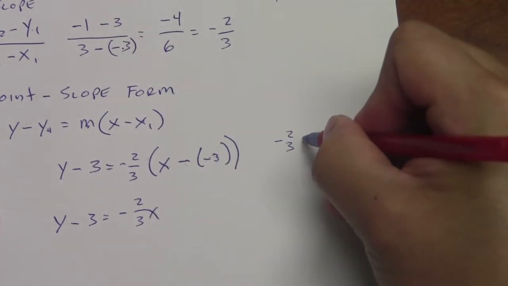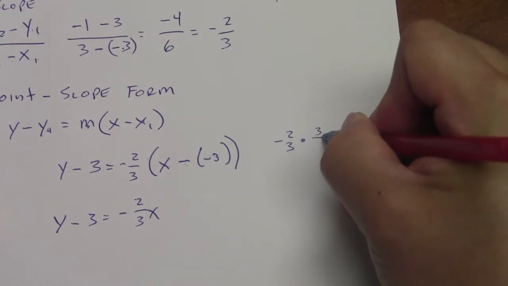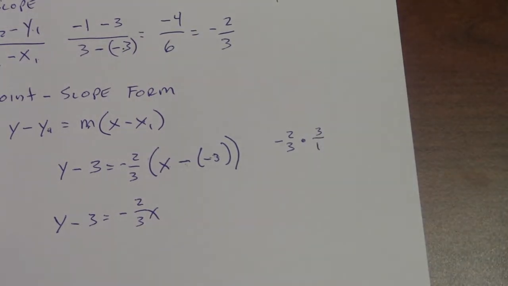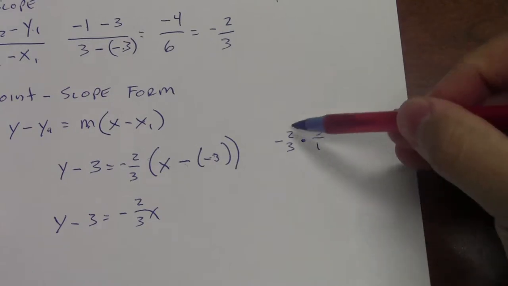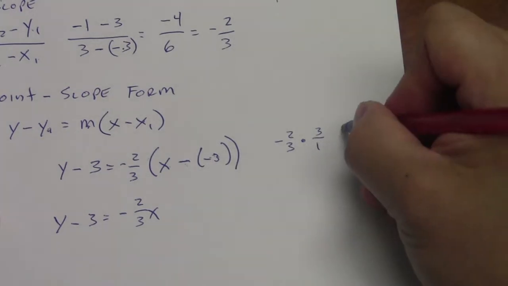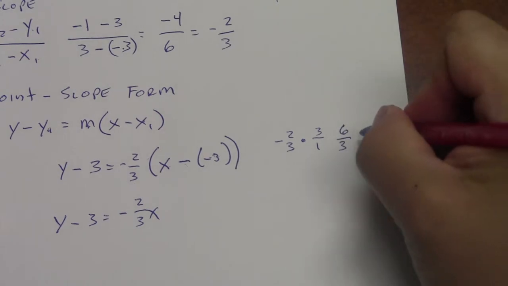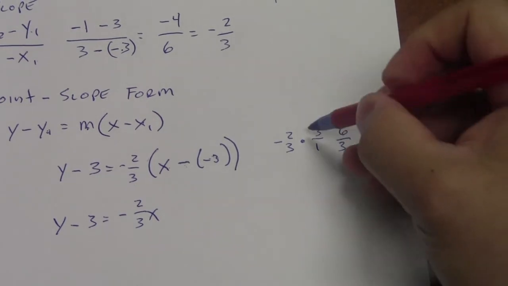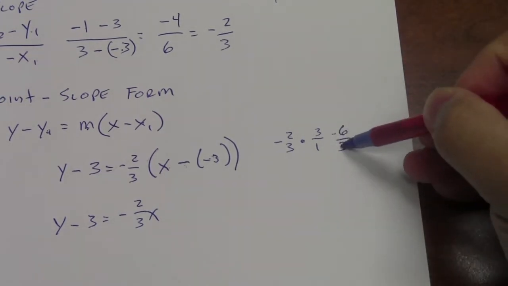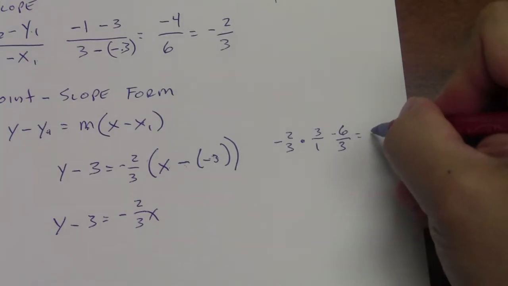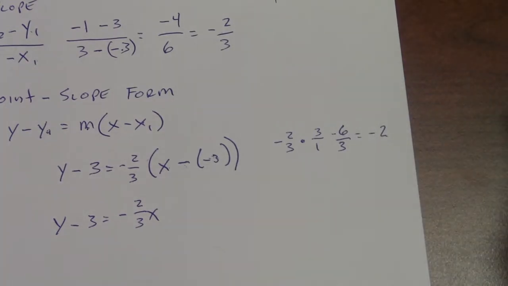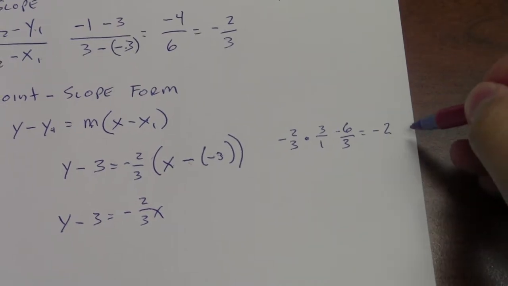But a negative times a negative is a positive. So negative 2/3 times, and I'm just going to go 3/1 because that's really what it is. So 2 times 3, 6. 3 times 1 is 3. Remember, this is still negative, so 3 divided into 6 is 2 times, so that gives me a negative 2. And that's pretty much all I need. So let's put it back.